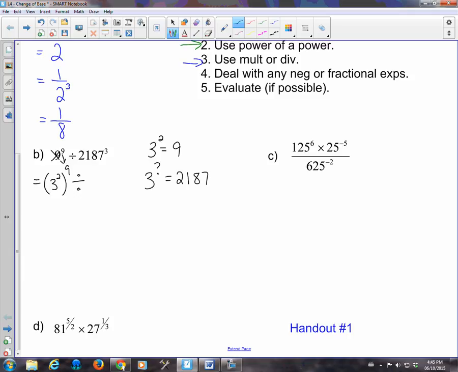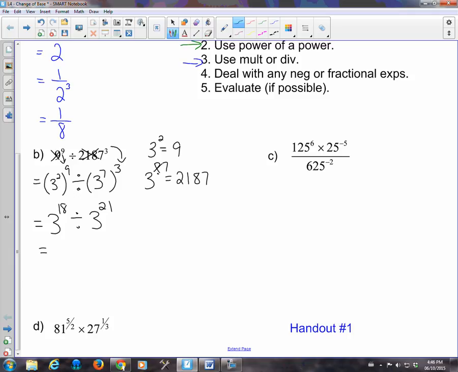And I have discovered 3 to the exponent 7 is 2,187. So I take out the 2,187 and put 3 to the exponent 7, remembering to keep the exponent that was already there. Now I can use my power rule. So 2 times 9 is 18. And 7 times 3 is 21.